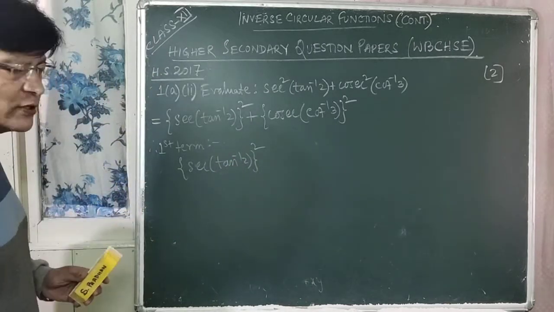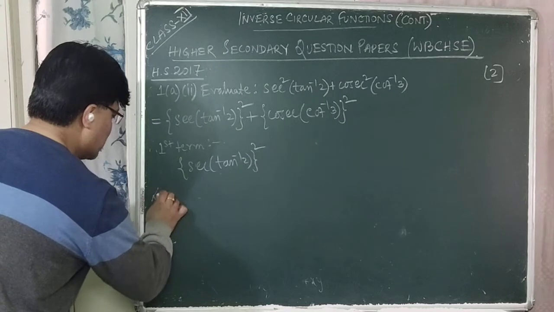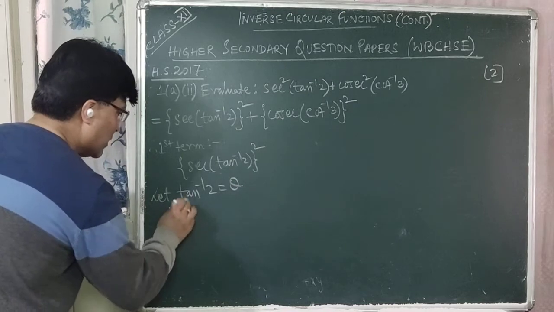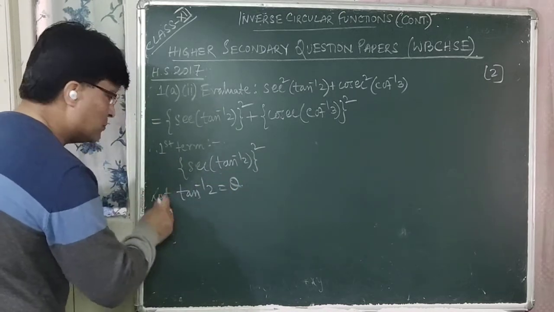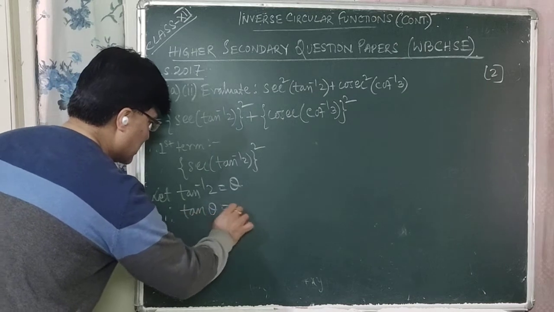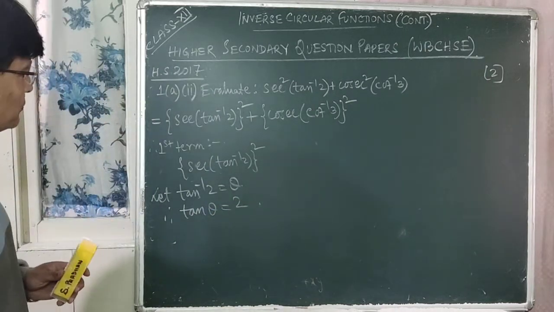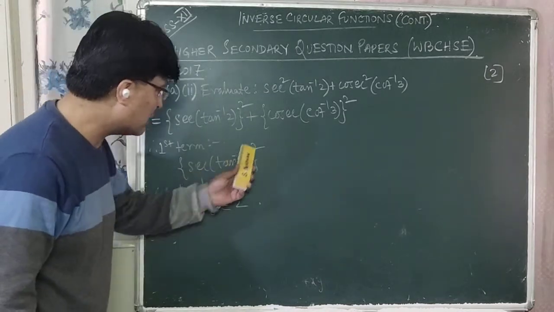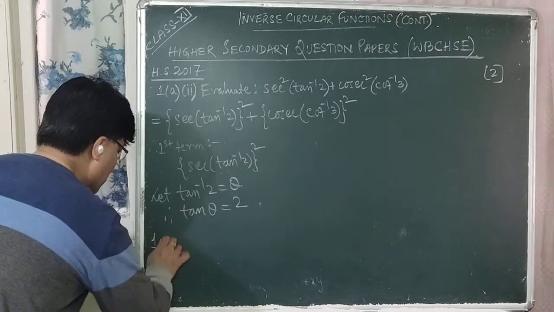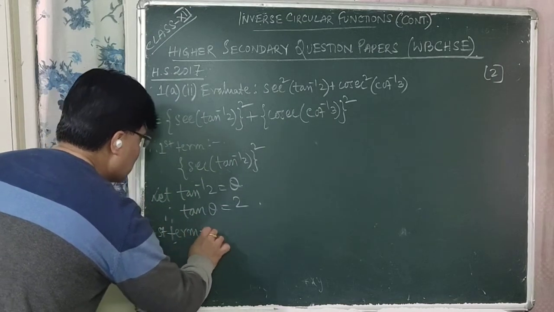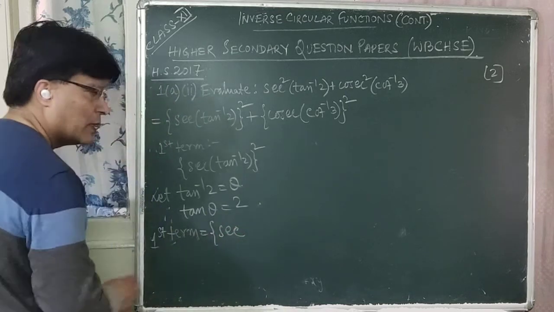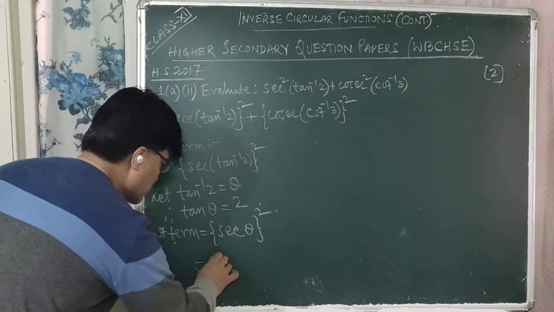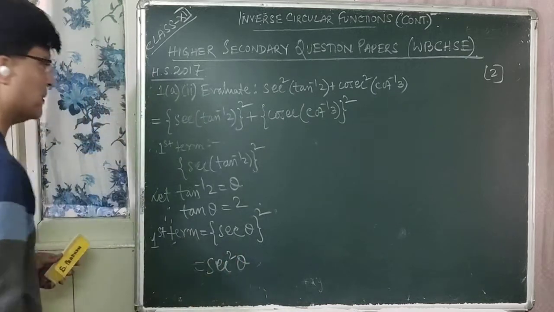So let us find out the value for sec tan inverse 2. So let us assume tan inverse 2 is equal to theta, right? So when this tan inverse goes to the right hand side, it becomes tan. So it is tan theta is equal to 2. Okay? So now you have to get the value for sec theta or sec theta whole square. So first term is equal to sec. Now what is tan inverse 2? It is theta. This is your whole square, which is equal to, this is your sec square theta.